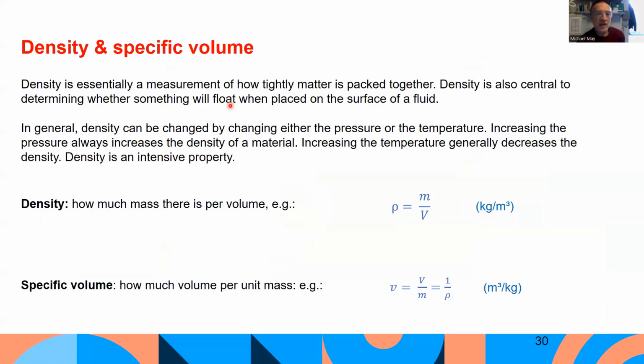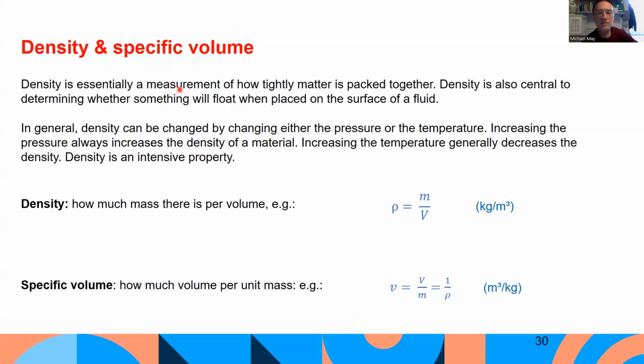So that's pressure and temperature clearly defined. When we move on to talk about property diagrams, a lot of the property diagrams present pressure against temperature, pressure against specific volume, temperature against specific volume, for example. So we need to clearly define what we mean by specific volume. And specific volume is basically the inverse of density. So we'll start with density.